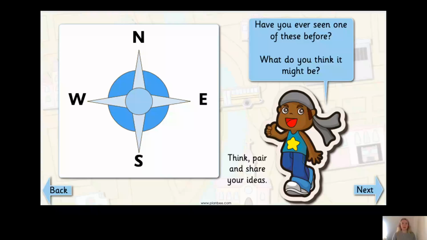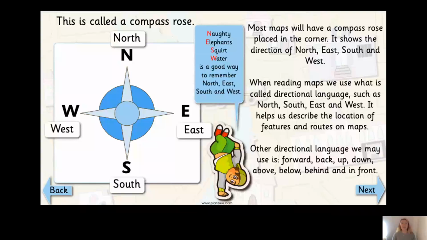Now, I know you've seen this before, but can you remember what it's called and what it's used for? Yes, that's right, it's called a compass rose. Now, most maps will have a compass rose in the corner, and it shows the direction of north, east, south, and west. And remember, we learned a way of remembering the different directions. Naughty elephants squirt water. And we also learned never eat shredded wheat.